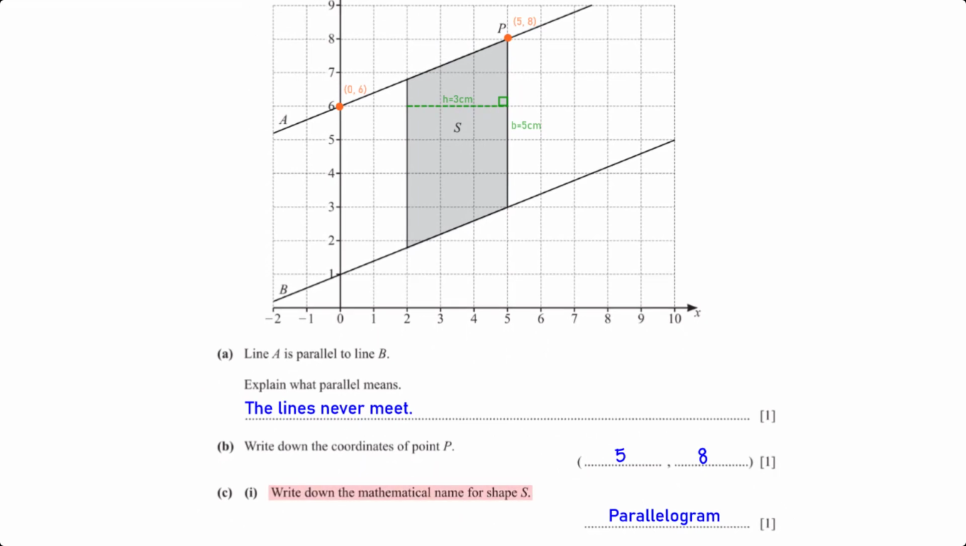Write down the mathematical name for shape S. Shape S has opposite sides parallel, so it's a parallelogram.